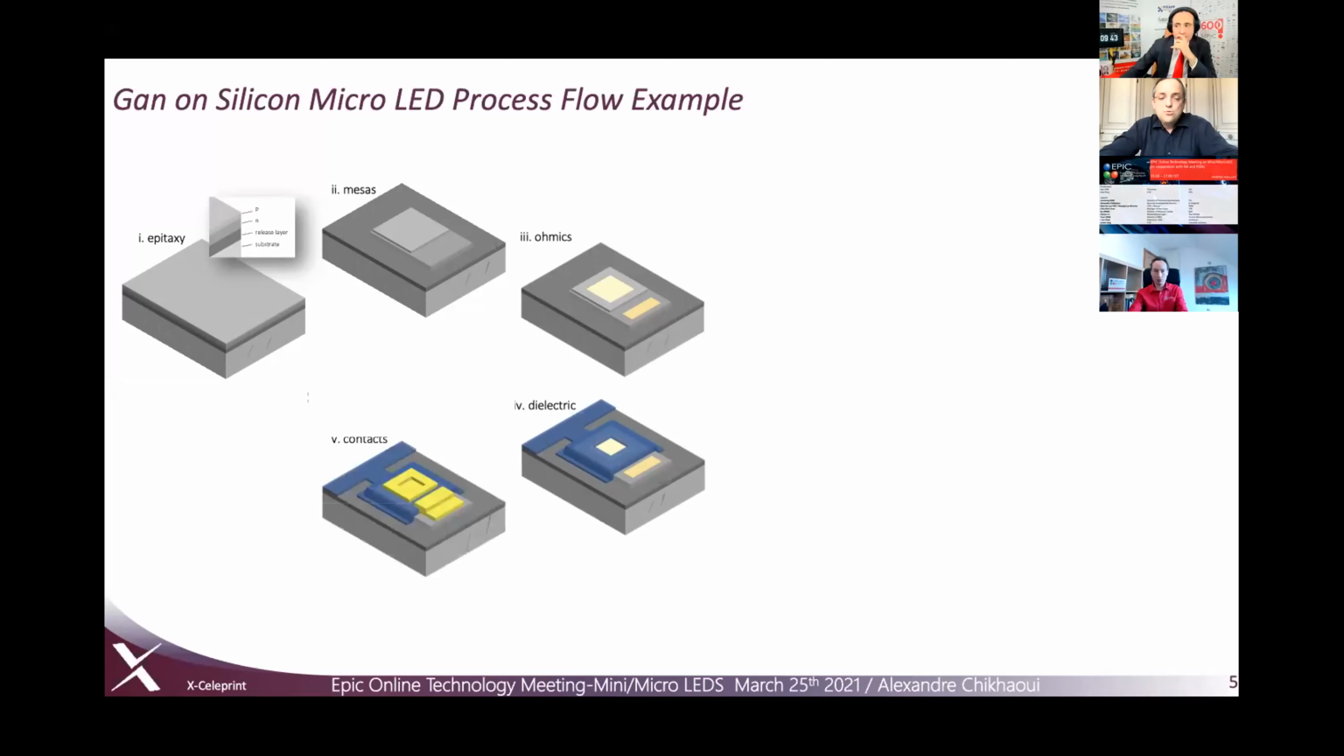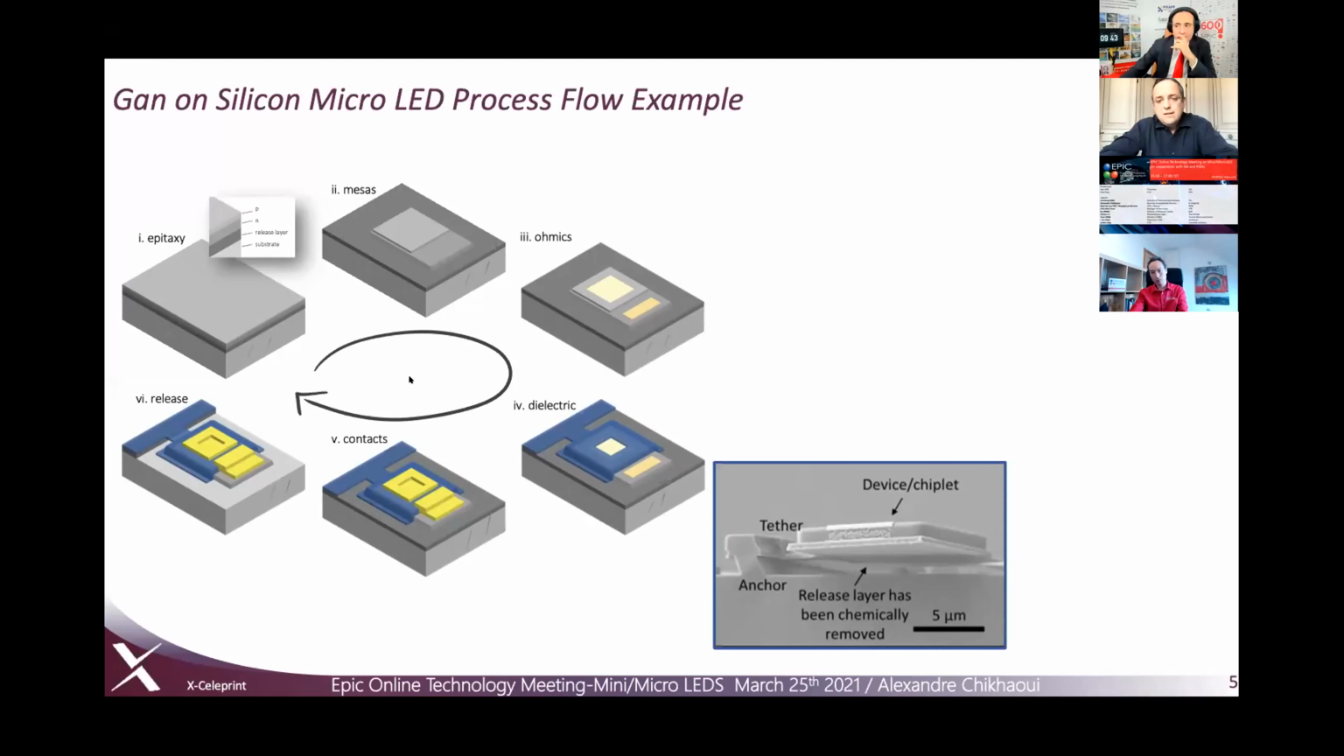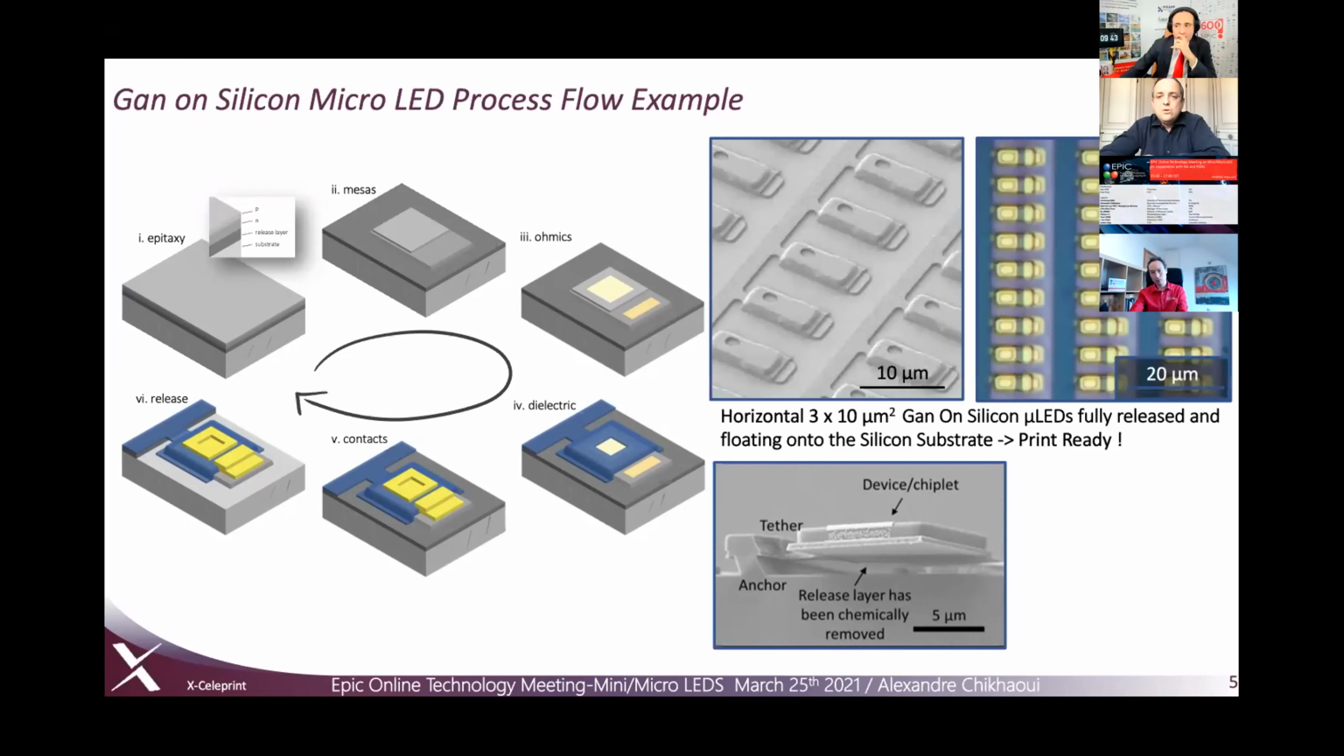The next step is to reinforce the contacts because you want to reduce resistivity and have thicker metal lines. In the final step, you release the release layer. This cartoon doesn't show it very well, but this picture shows it better. At the end of the day, your device, the micro LED here, is kind of floating on top of your wafer. The release layer has been chemically removed. It's held by its tether and its anchor. This is a top view of the wafer where you have multiple micro LEDs aligned. That's what we call our print ready wafer. The micro LEDs are ready to be transferred to the display backplane.